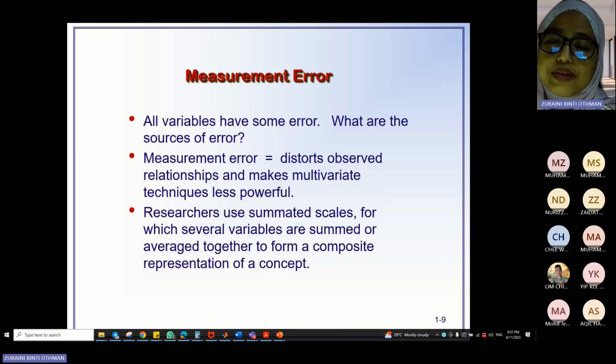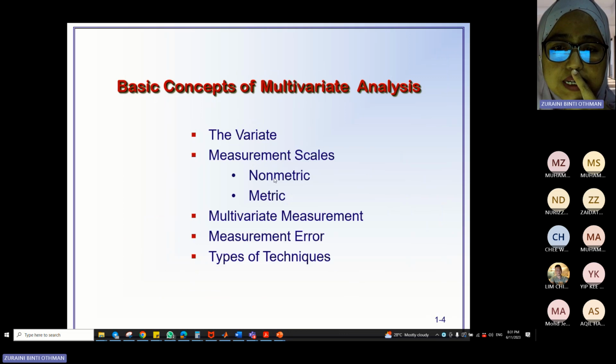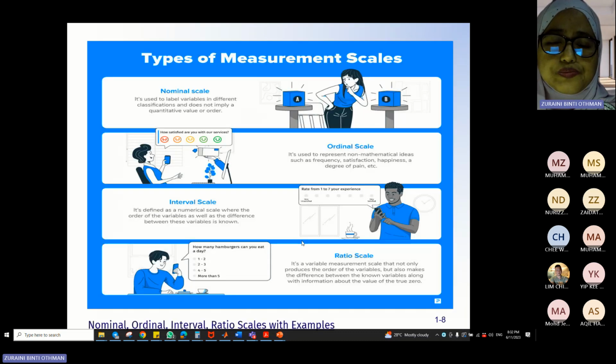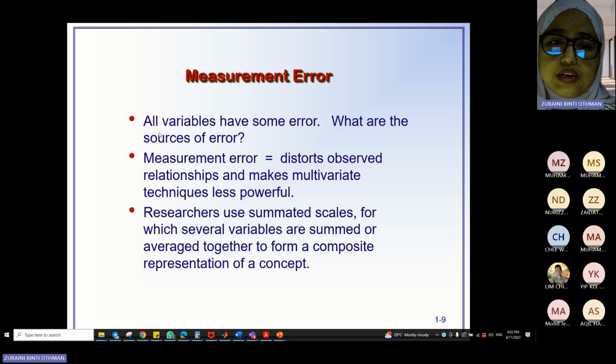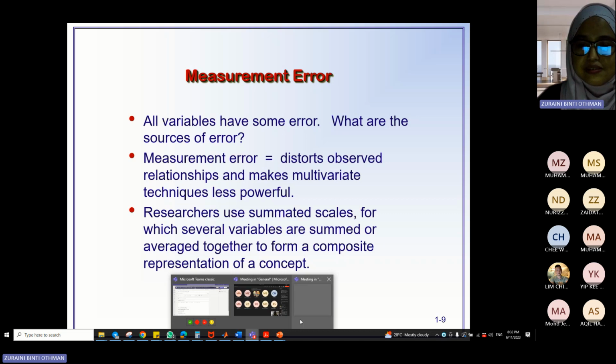Okay. For the measurement error here. Just now kan kita ada, kita akan belajar measurement scale, whether kita dah masuk dekat non-metric and metric. So we are here, multivariate measurement and measurement error kat situ kan. Okay, so kat situ, we have measurement error kat sini. All variable have some error. What are the source of error? Okay, yang ni kita kena tahulah dekat mana source of error tu. And measurement error distort observed relationship and make multivariate technique less powerful. And researcher use some method scale for which several variables are sum or average together to form a composite representation of a concept. Okay. Kat situ je ya.